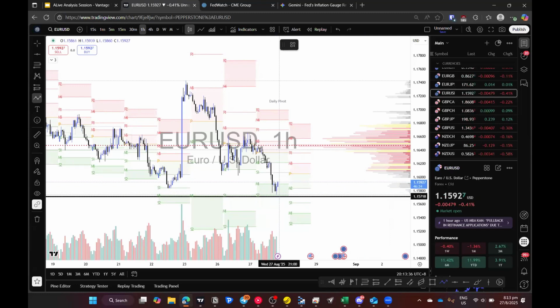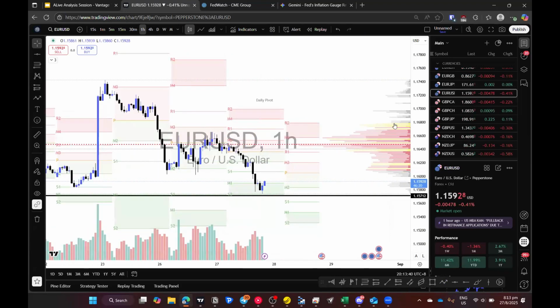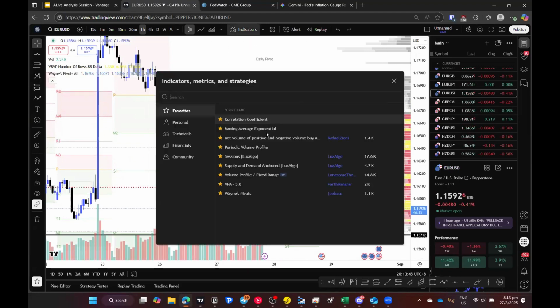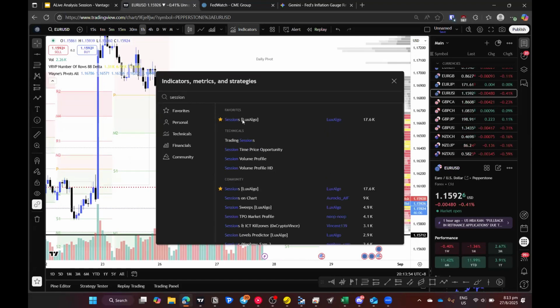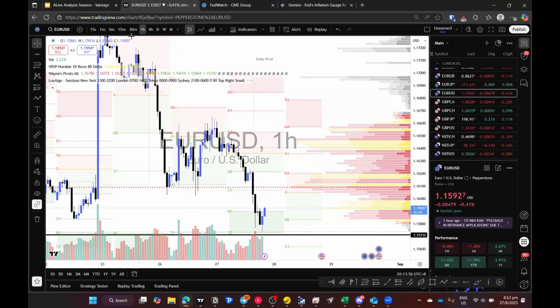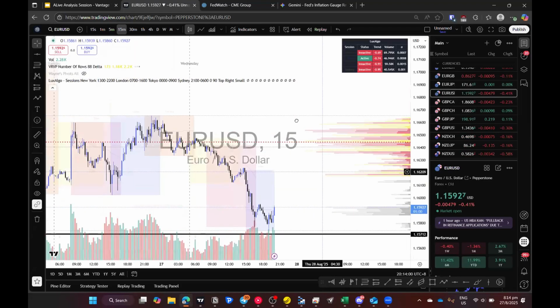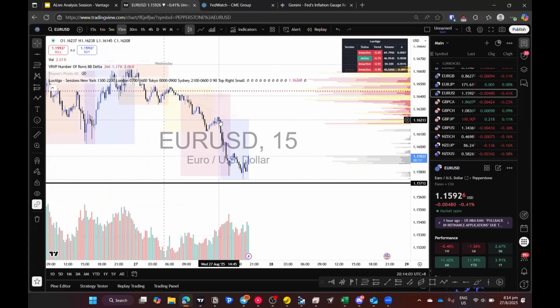But this low was created from this area here. Okay, and this was the London session. Let's put on the London sessions. You can add this by Lux Algo. Remove your pivot points. And you can see this sell-off started off from your blue zone, which is the start of your London session.